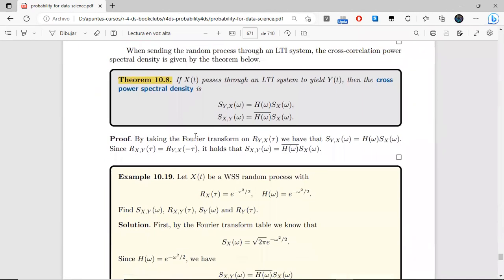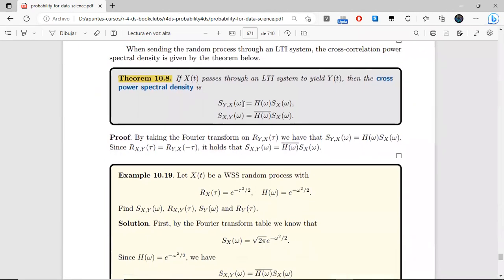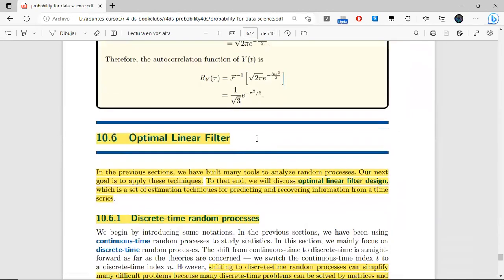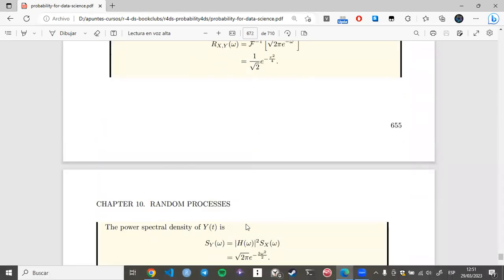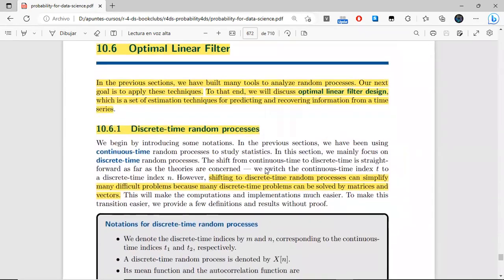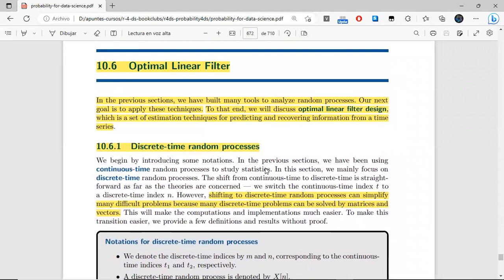Well, let's see this theorem connecting the cross power spectral density. Again, a Fourier transform has taken place for the impulse response. Maybe let's look at an example, since there's not much time. At least let's finish with the best part: in this case, the applications.